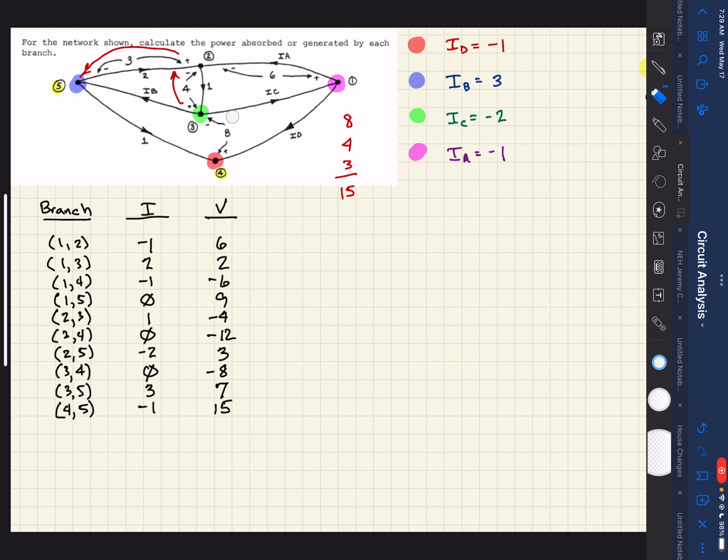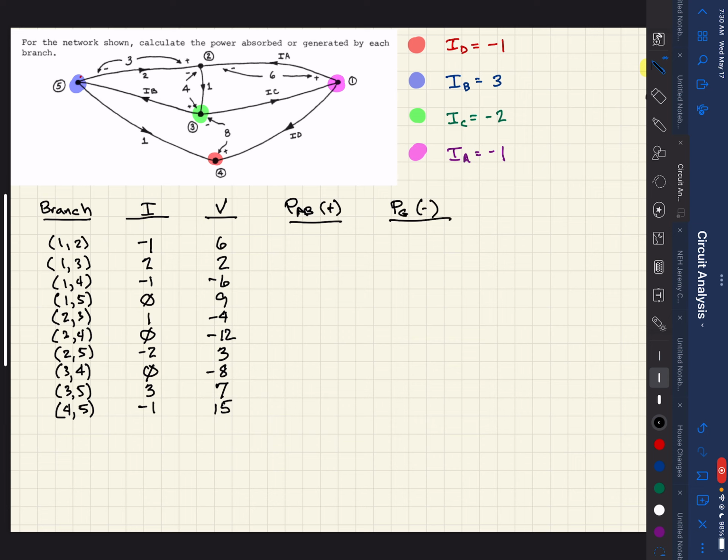Okay, so now we have all of the voltage and current relationships between all our nodes. So now what's left to do is we can calculate the power absorbed. And so let's erase this. And we'll have power absorbed. And so when the product is positive, it goes into this column, and then we'll have power generated, and that's when it's negative, goes into this column.